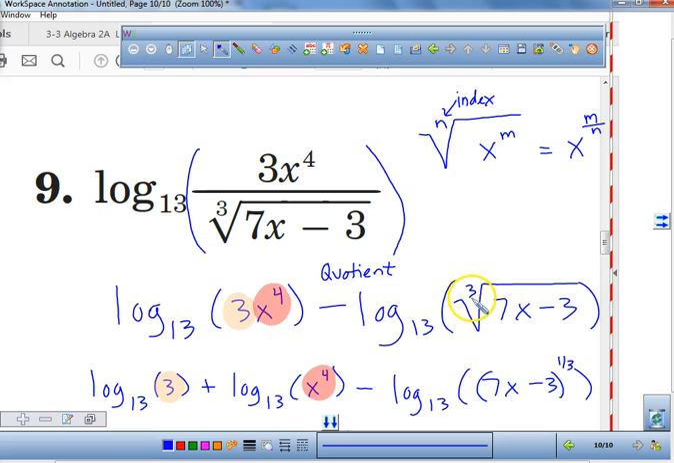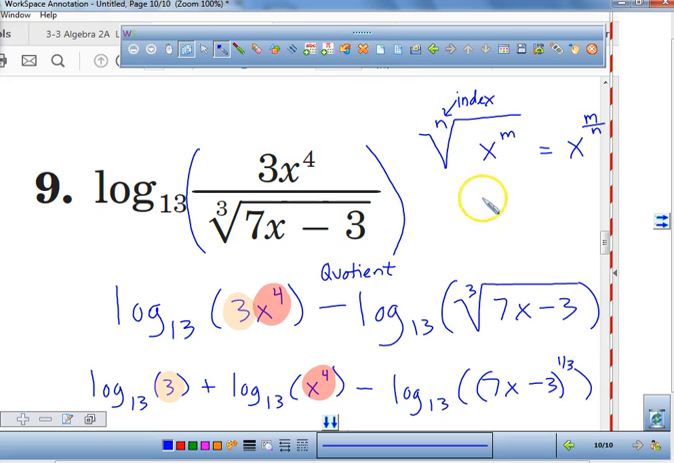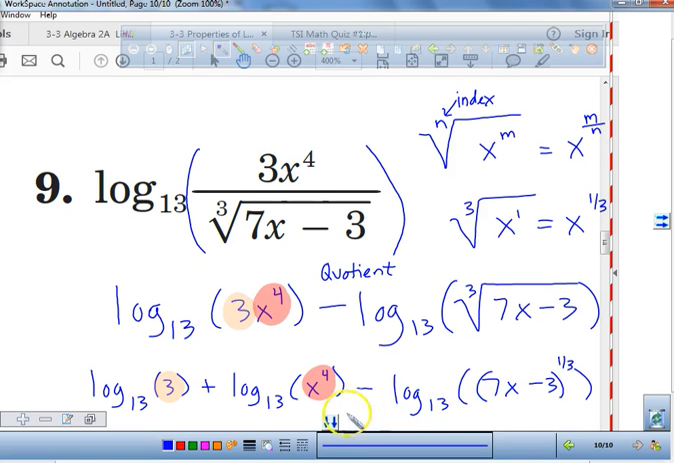Our index is a 3. We only have one 7x minus 3, so it's 7x minus 3 to the power of 1/3. So anytime you see a cubic root of x, that's the same as saying x to the power of 1/3, because technically there's just one of them.